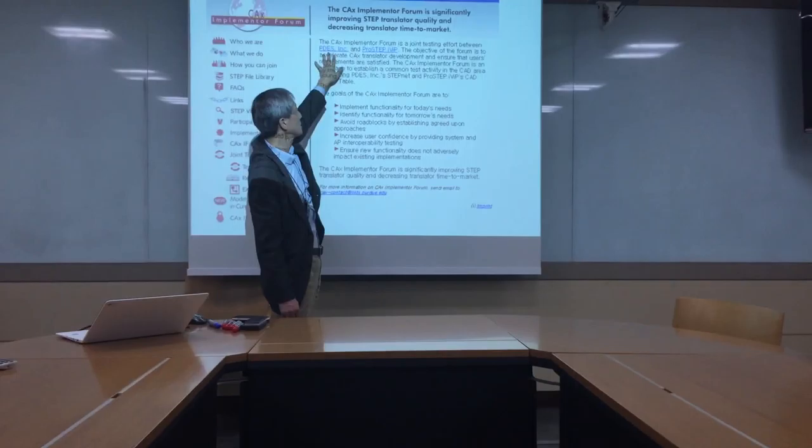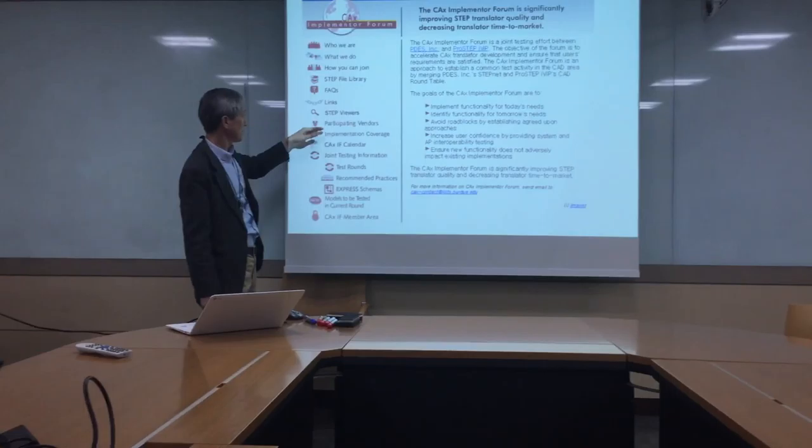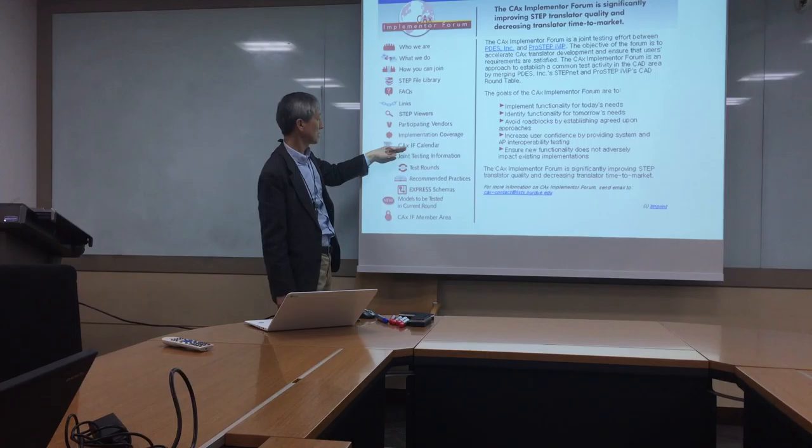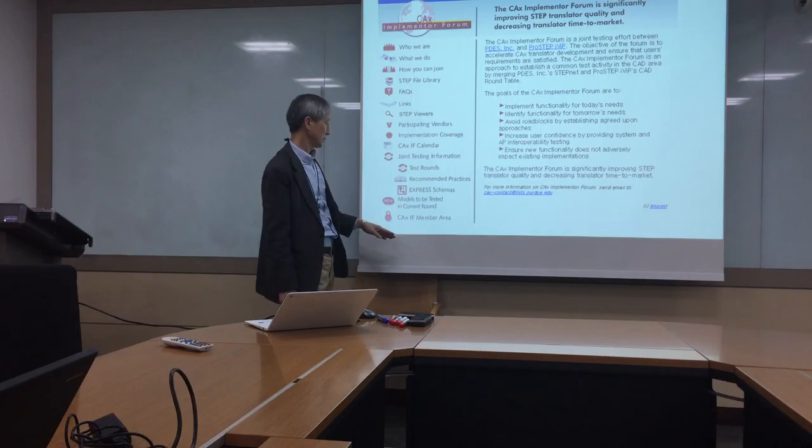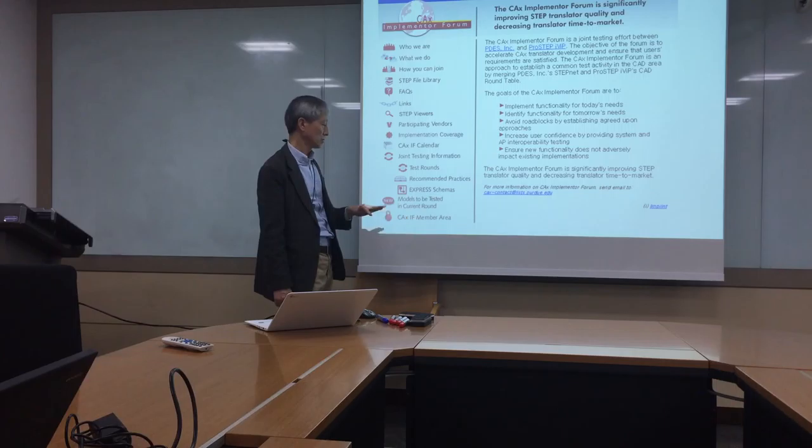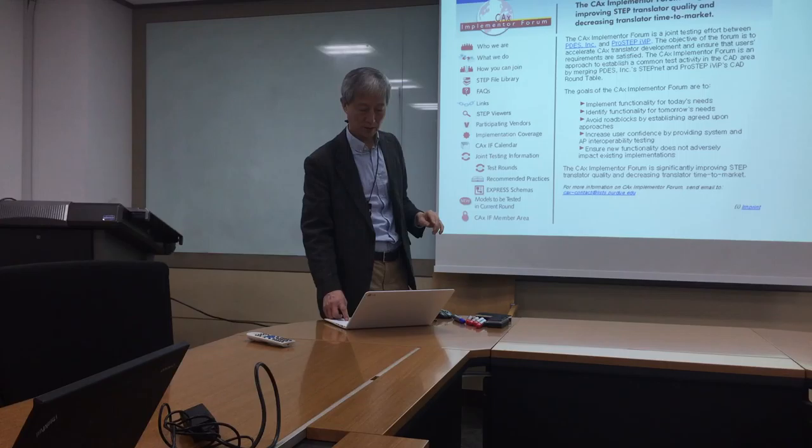Anyway, so they have a participating vendors list. And then there is a calendar, and then there is joint testing information for the test round. Each time they have a serial number of testing rounds, and recommended practice and something like that. And these are the models to be tested in the current round, the current test for this year. So you can find more information on this implementer forum. Okay.